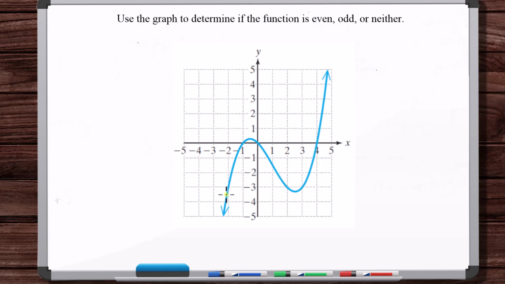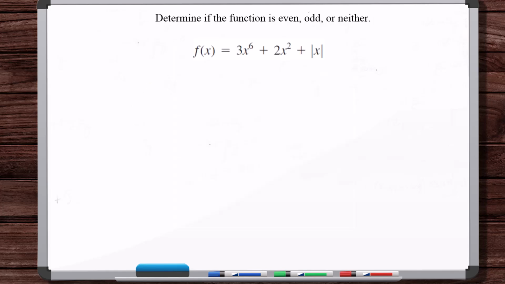Okay. This doesn't look like it's going to be even or odd for sure. Because, yeah, I mean, look. It can't be even for sure. But maybe it's odd. So we go from plus 2, minus 2, and then we flip to right past 4. No, not even or odd. Neither. Okay, determine if the function is even, odd, or neither.